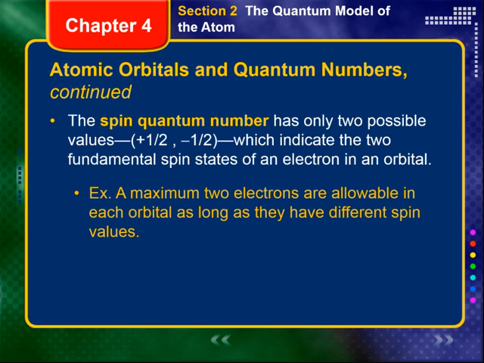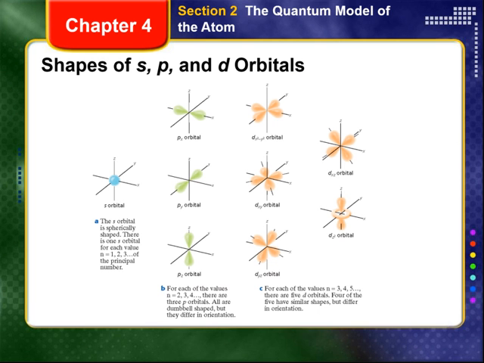To account for the magnetic properties of the electron, theories of the early 20th century were created based around the spin quantum number. The spin quantum number has only two possible values, +½ and -½, which indicate the two fundamental spin states of an electron in an orbital. And a single orbital can hold a maximum of 2 electrons, which must have opposite spins.